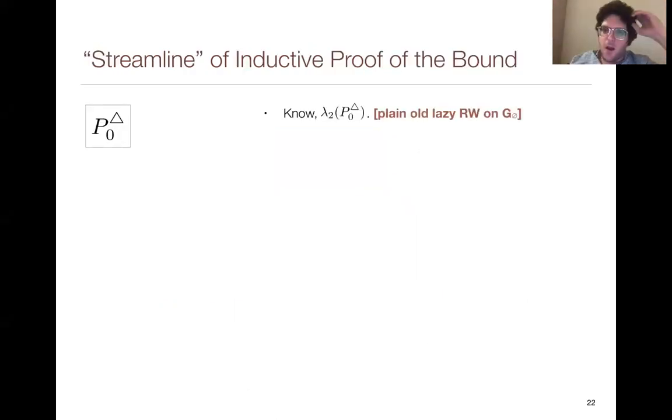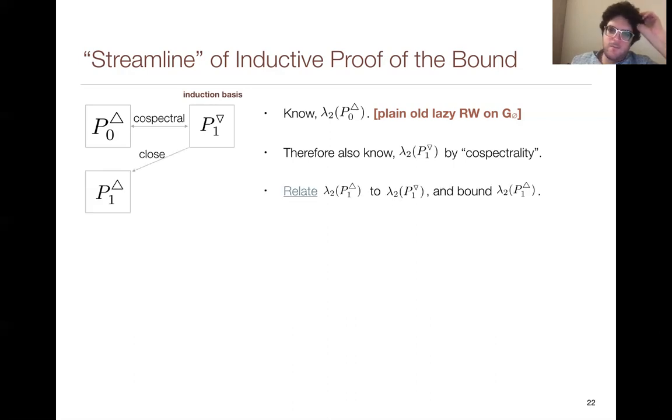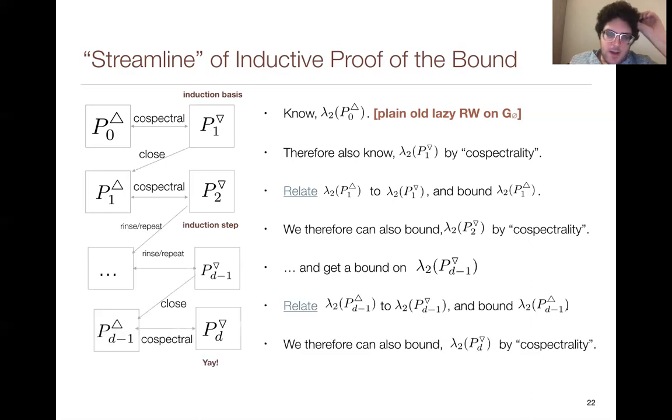Okay, so here's a streamlined version of the inductive proof of the bound that we prove. Whenever I have a level k and a level k plus 1, by this bipartite graph argument before, the up-down walk on level k and the down-up walk on level k plus 1 have the same second eigenvalue because they're co-spectral. So all I need to do is argue that the up-down walk on level k and the down-up walk on level k can be related to each other somehow. In this picture on the left, all I need to show is how to argue about the diagonal errors.